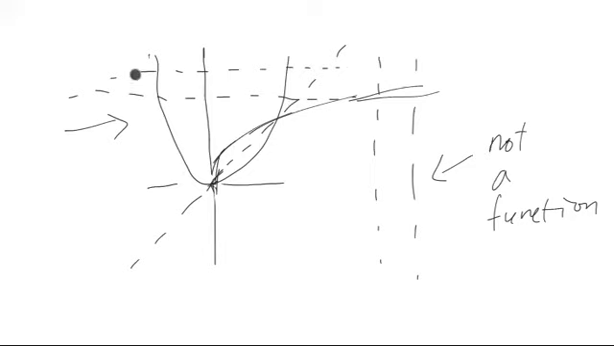Another way of saying a function has an inverse is saying that it is one-to-one, meaning one x value for every y and vice versa. So if it passes both tests, the horizontal line test and the vertical line test, then it's both a function and it has an inverse.